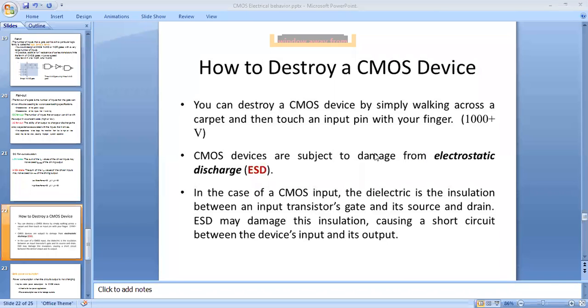For example, if we consider the first point, you can destroy a CMOS device by simply walking across a carpet and then touching an input pin with your finger.